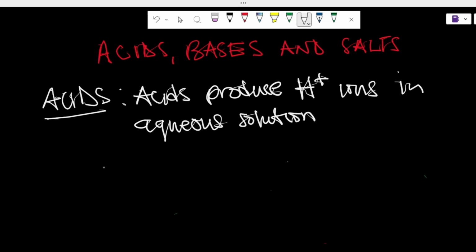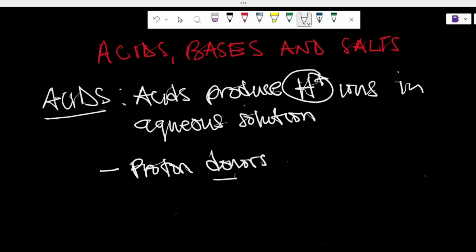Now, sometimes acids can also be defined as proton donors. They are proton donors in the sense that they can donate this hydrogen proton to some other substances. For example, when acids react with bases, they donate these protons to bases. So then this means that when I'm talking about acids, acids have the hydrogen ions with them.